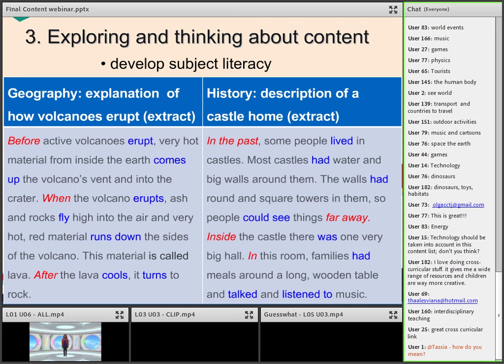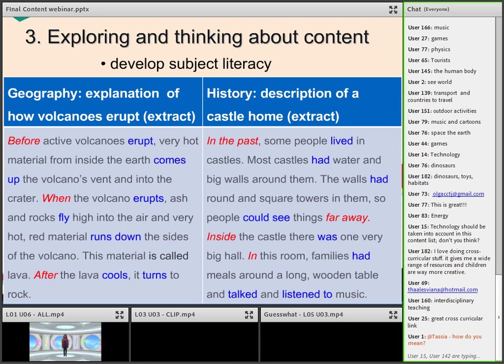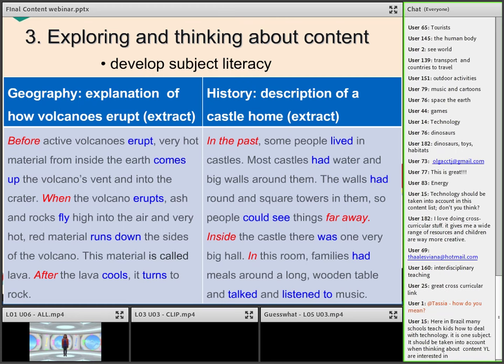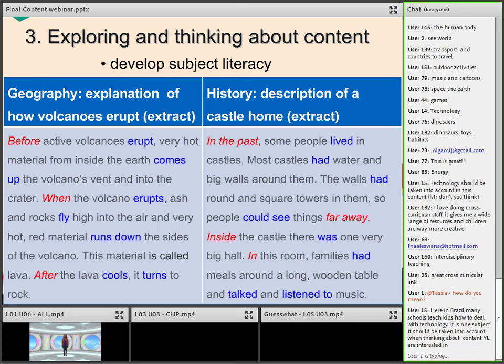In the description of life in the past, on the right, teachers can help learners to notice language such as past verbs in blue and useful phrases and prepositions in red italics, such as in the past, far away, and inside. By helping pupils to notice language used in different school subjects, this enables pupils to be more confident when they're writing their own explanations or descriptions, not only in geography and history, but also in other subjects such as science or art. Model texts from different subjects therefore help pupils develop subject literacy.